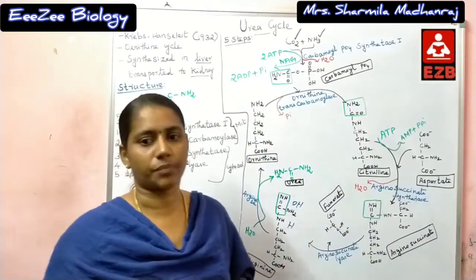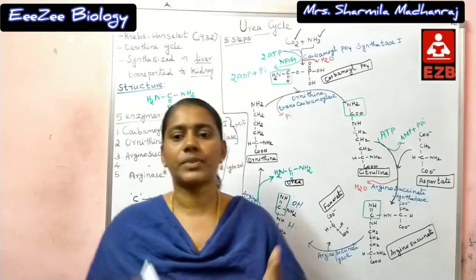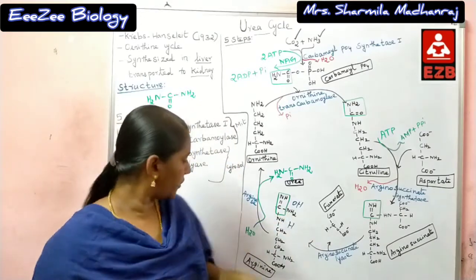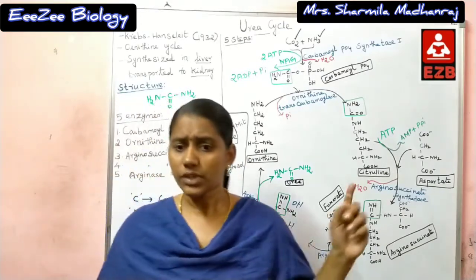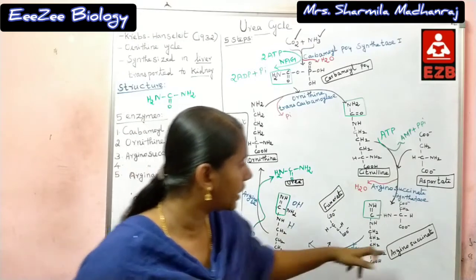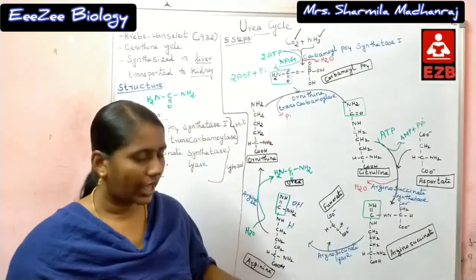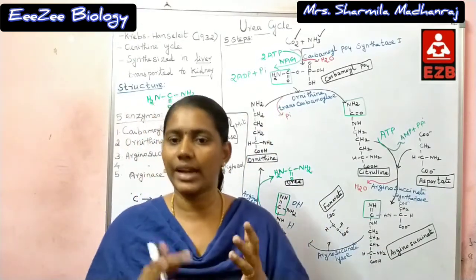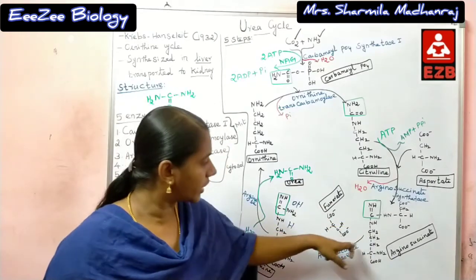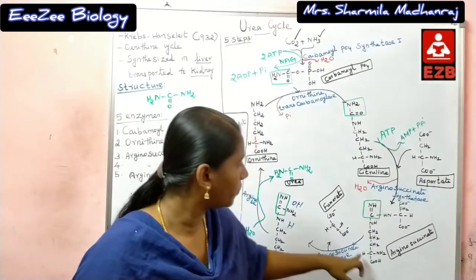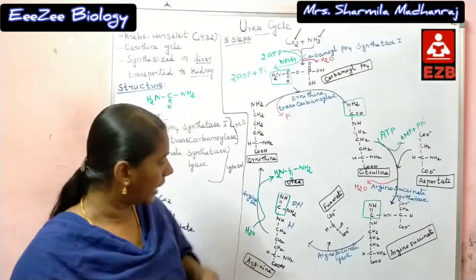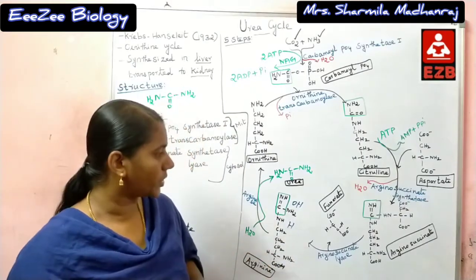Next, fourth step. In the fourth step, formation of arginine. Here cleavage of argininosuccinate takes place with the help of the argininosuccinate lyase enzyme. Here, fumarate is removed from argininosuccinate and arginine is formed.